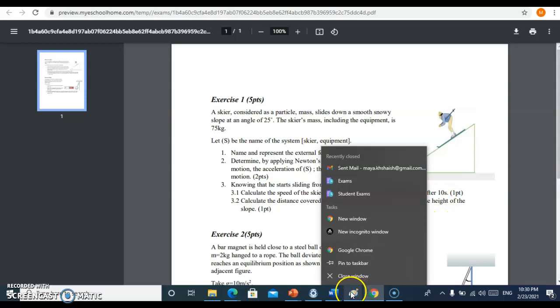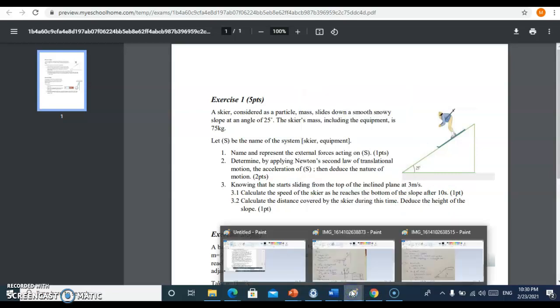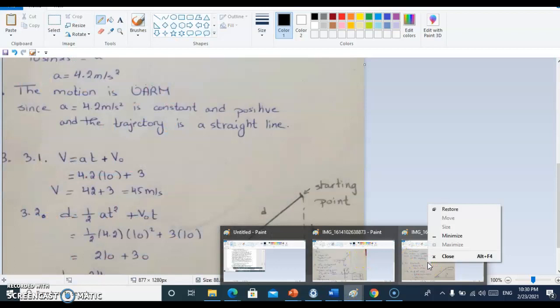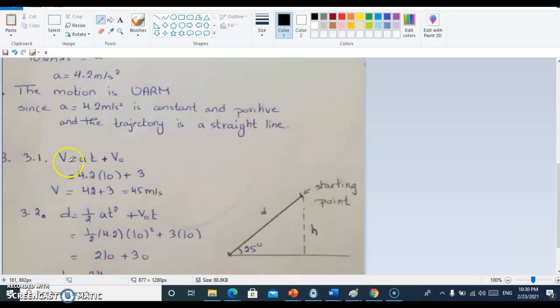So as long as we proved that it is UARM, now you have to apply the general rule: v equal at plus v0, 4.2 times 10 plus 3. Here, if you consider only 4, it will be 4 times 10, 40, plus 3 is 43 meters per second. You will get that he reaches the bottom with a speed of 43 meters per second. However, if you take a decimal digit, like here 4.2 times 10, this will be 42 plus 3, so the final speed is 45 meters per second. See how the results differ upon considering more digits, so you have to be more accurate.